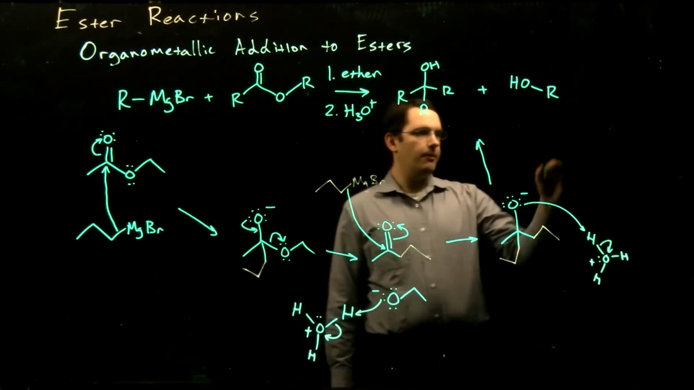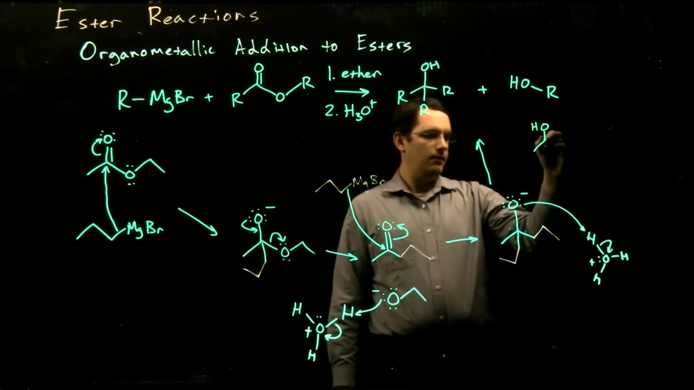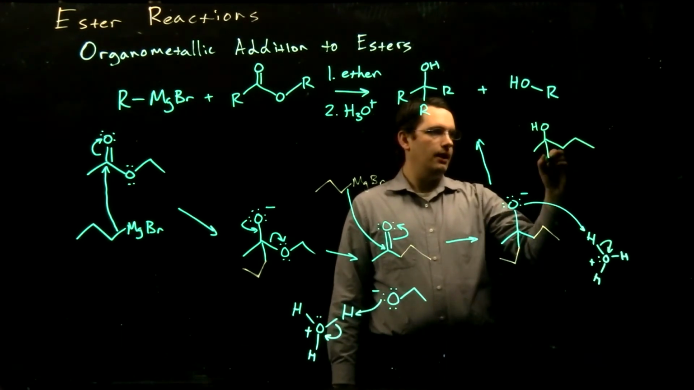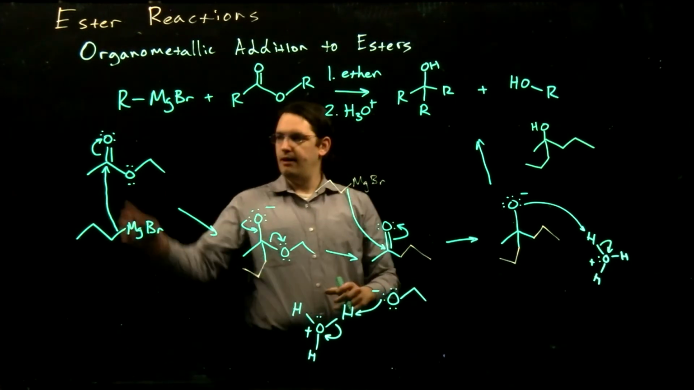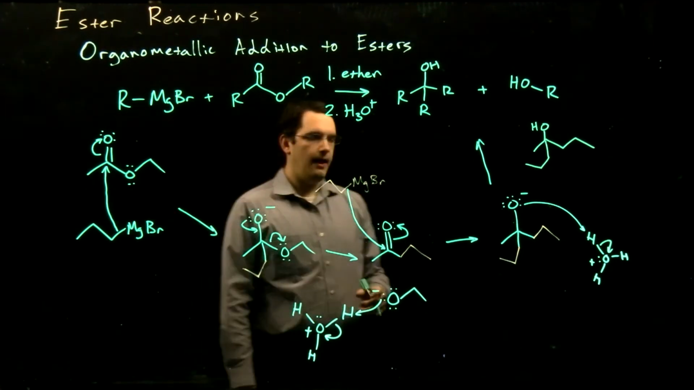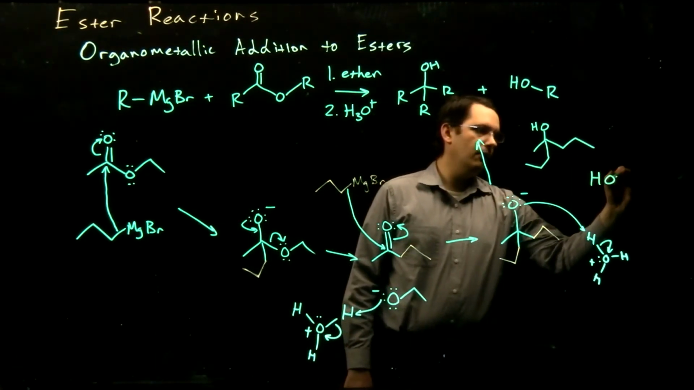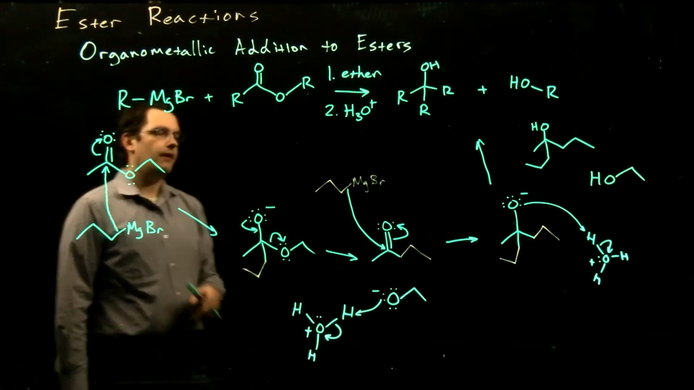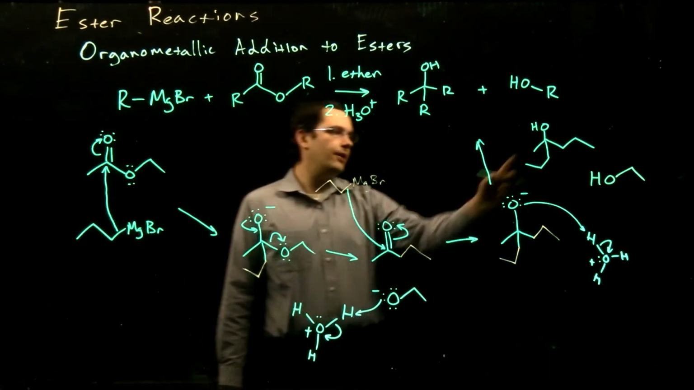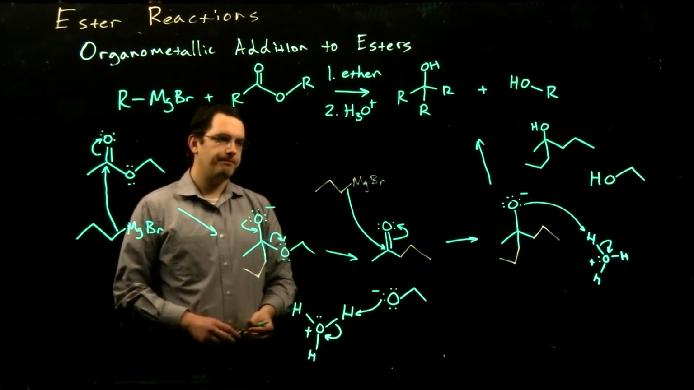And so our final products in this case, we have our now 6 carbons added on to our initial 2 carbons of our ester, and then of course the other 2 carbons forming our ethanol from the other side of our ester there. So we get a mixture of 2 different alcohols from our original ester.